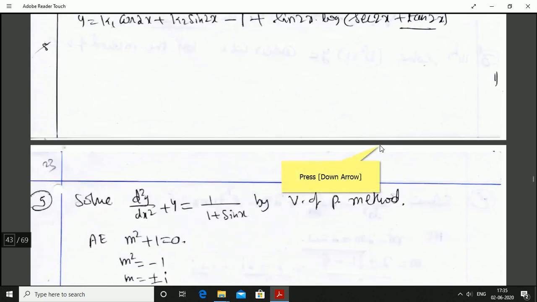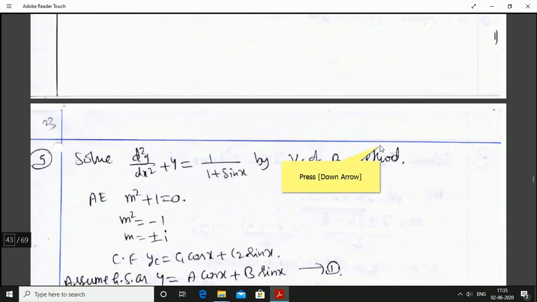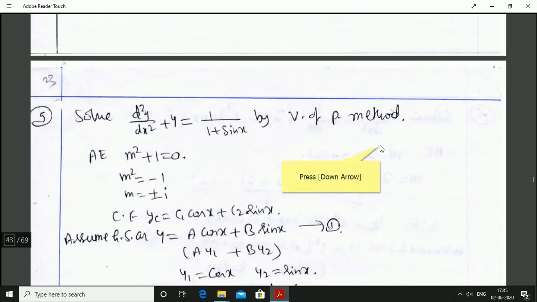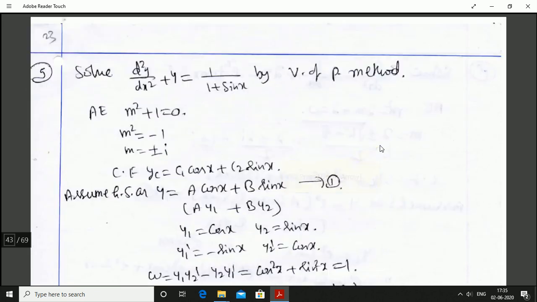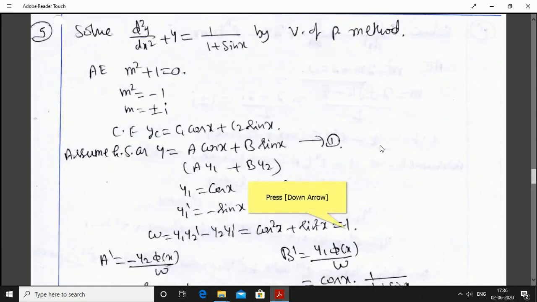One more problem we'll see. Solve d square y by dx square plus y is equal to 1 divided by 1 plus sin x by the method of variation of parameters.